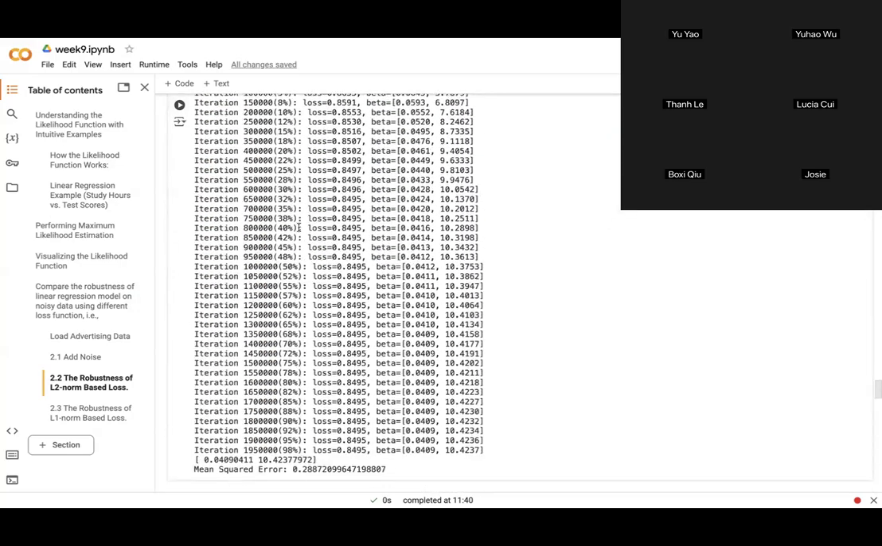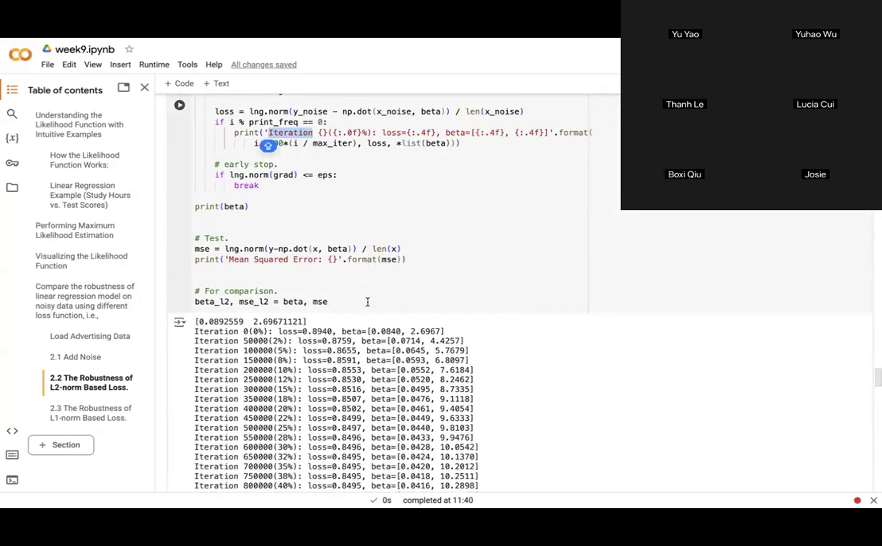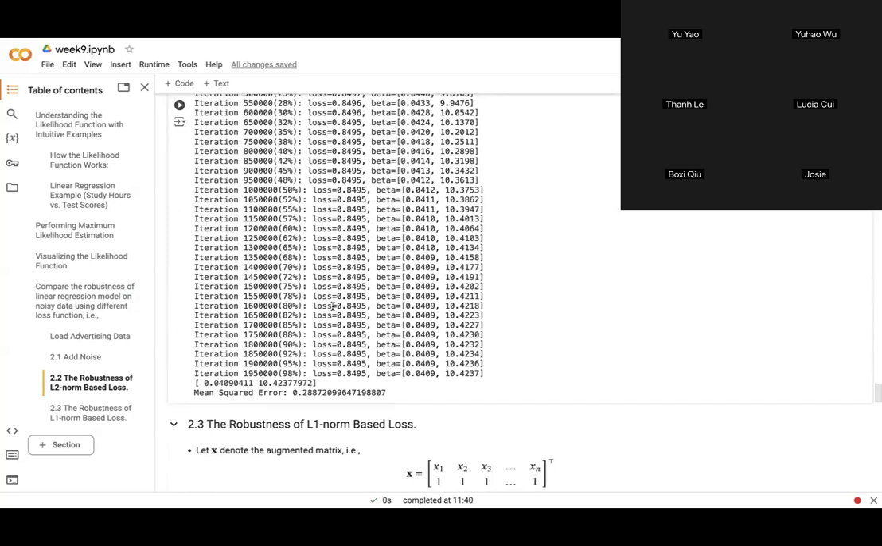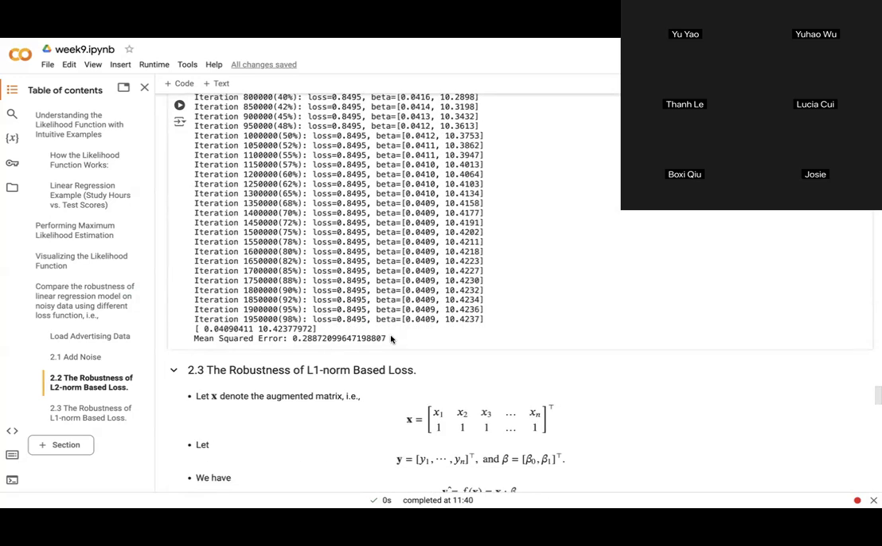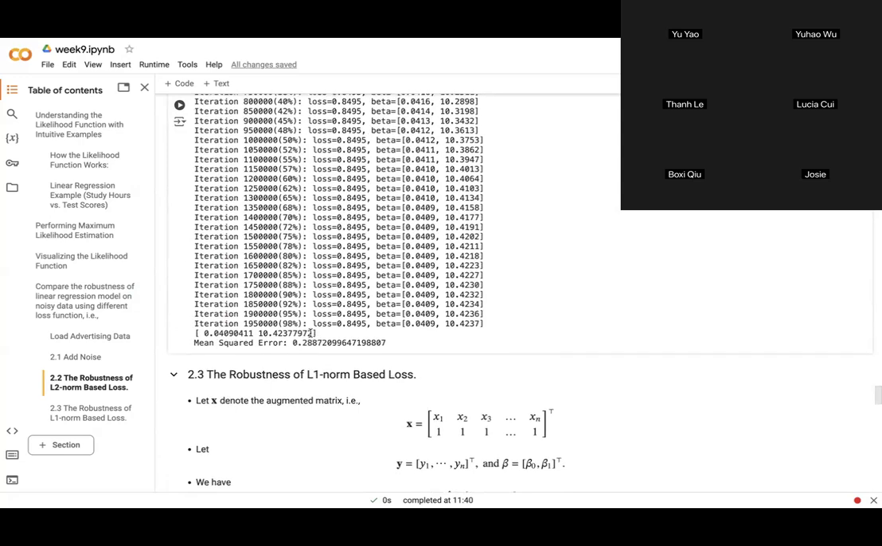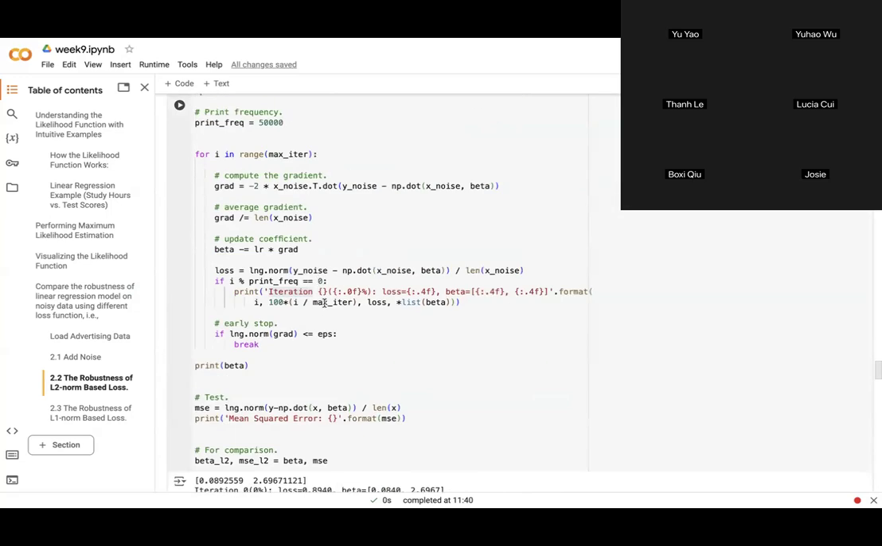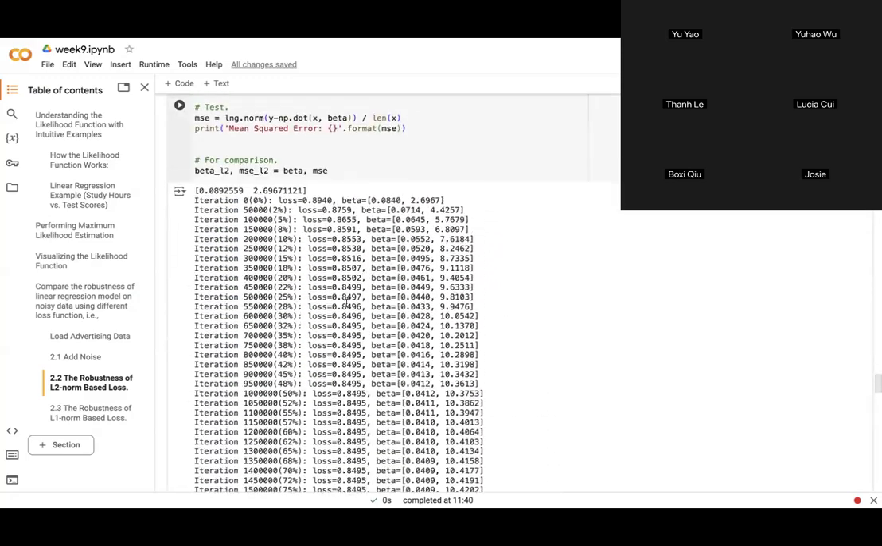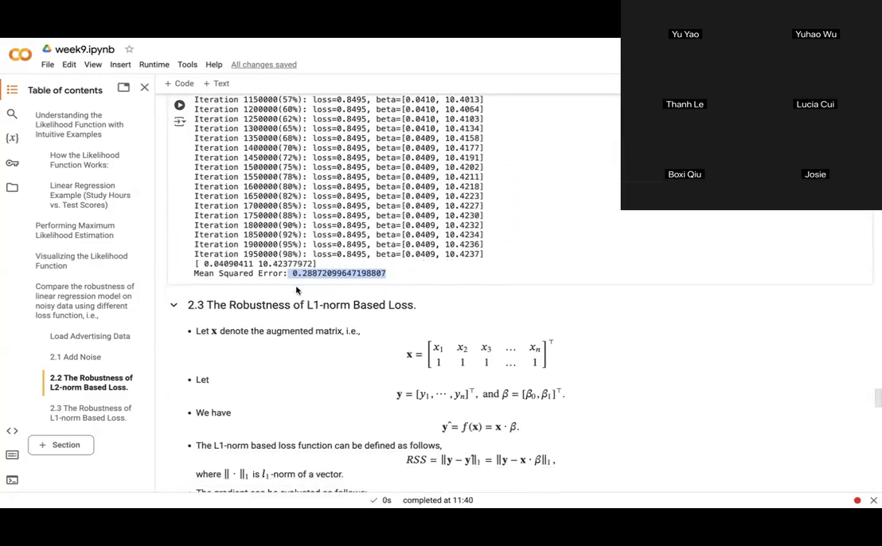We have many iteration steps, and this is our final estimation of beta 0 and beta 1, and we can get the mean square error to measure the performance of our estimated linear regression model.